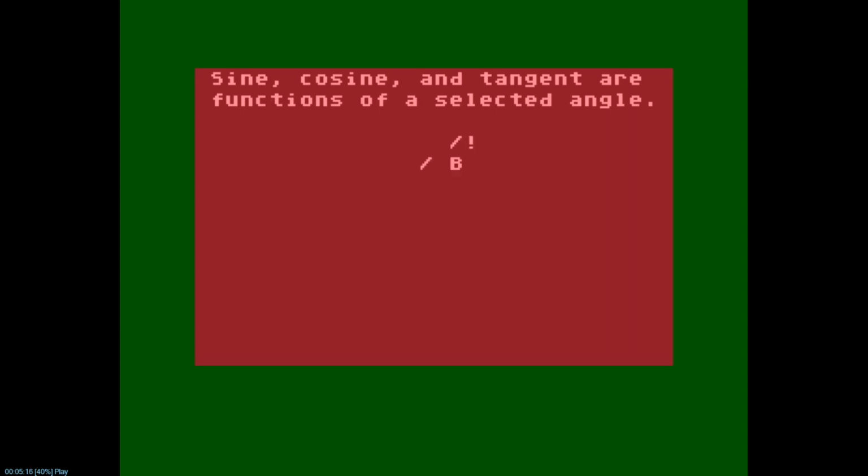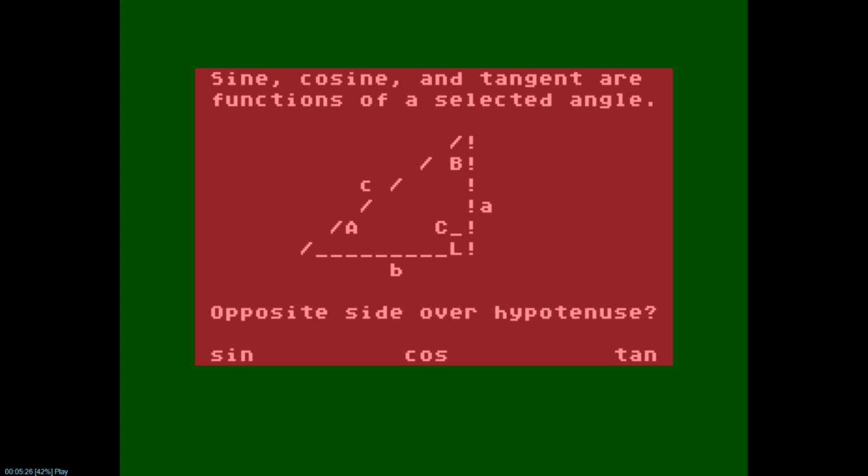They may be considered for our drill as sides of a standard reference triangle with the selected angle at the left on the base and the right angle at the right. Which of these is the ratio of the opposite side over the hypotenuse? Yes. Which is the opposite leg divided by the adjacent leg? Right. Which is the opposite side over the hypotenuse? Which is the adjacent side over the hypotenuse?